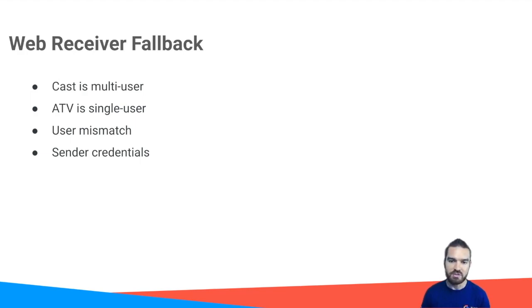Android TV is historically a mostly single user experience, while Cast can be used by multiple users at once. There may be situations where your Cast sender user doesn't match the Android TV user, and the Android TV app is unable to switch on the fly or deliver the same content from a different user. In these cases, the checker is able to check the credentials of the user attempting to connect to the Android TV and instead open the web receiver.